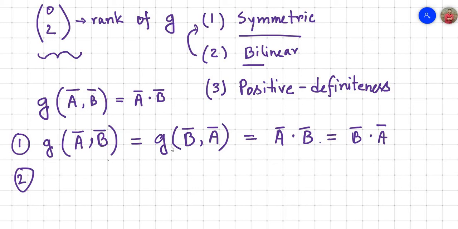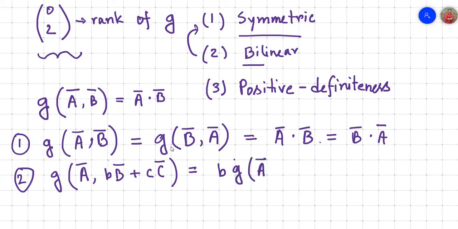That's what it says. So if we have g of a comma, then some scalar b times the vector capital B plus some scalar c times some vector capital C, then this is the same as b times g of a comma b plus c times g of a comma c. Notice this is exactly the same way we defined linearity in linear algebra. The same goes for the first argument too.